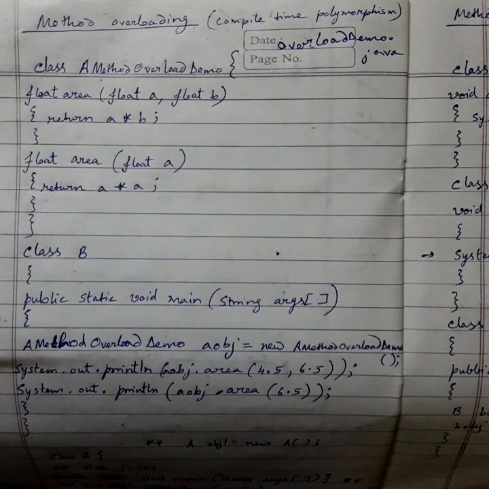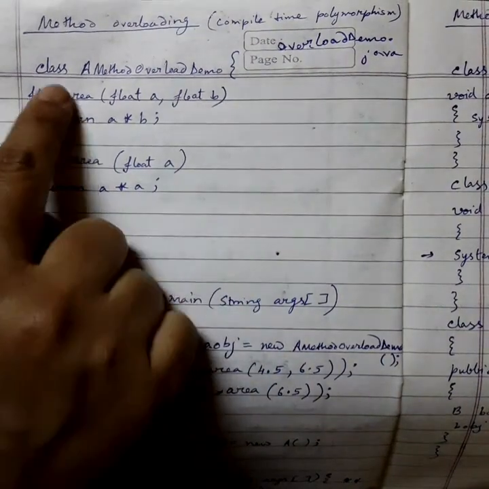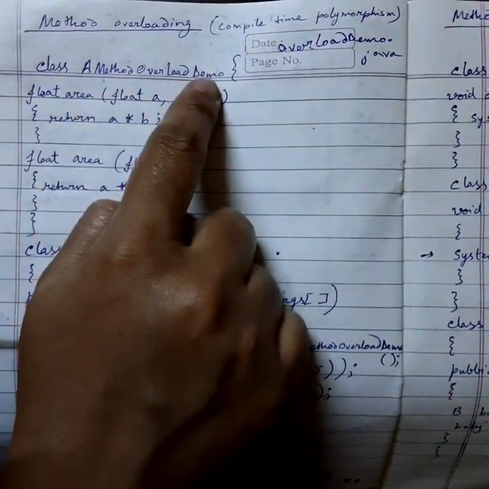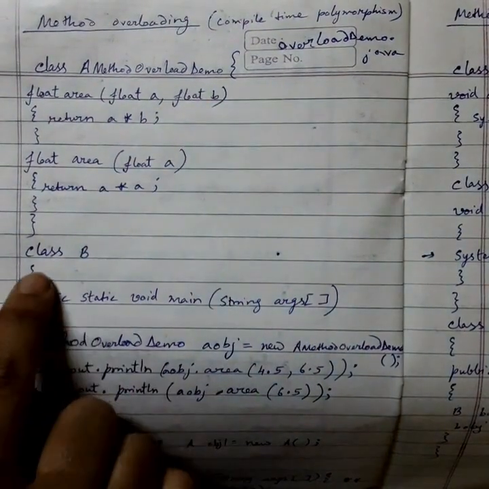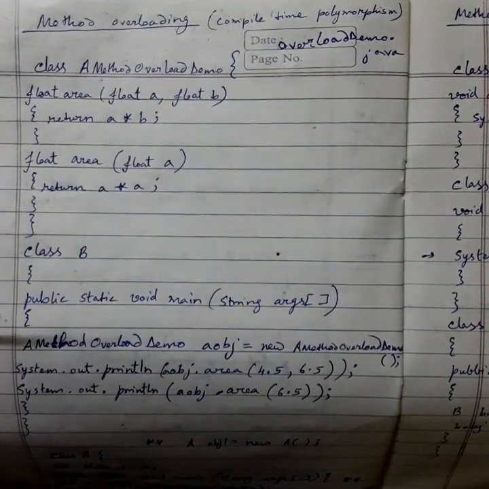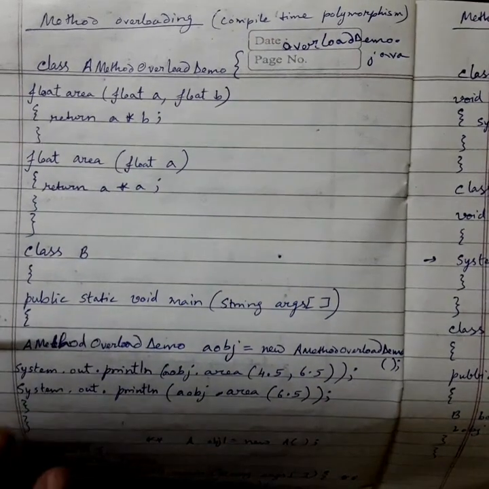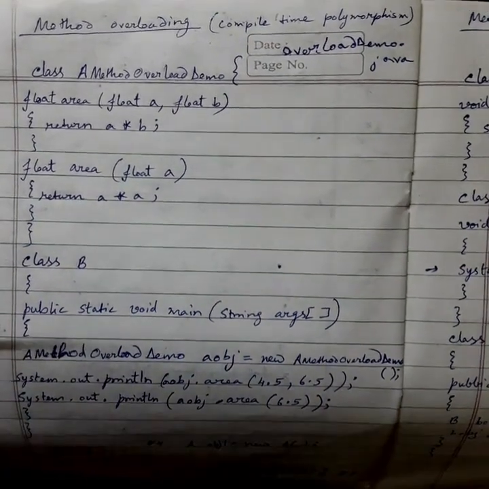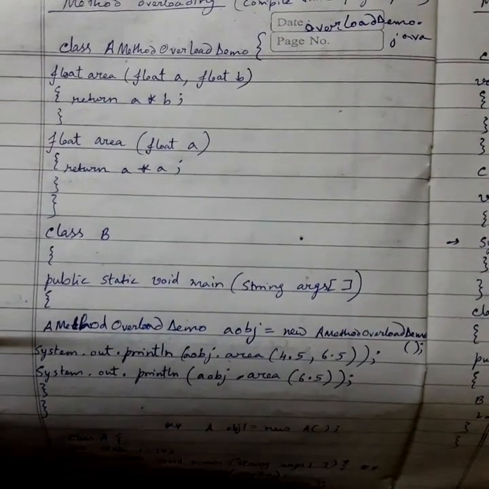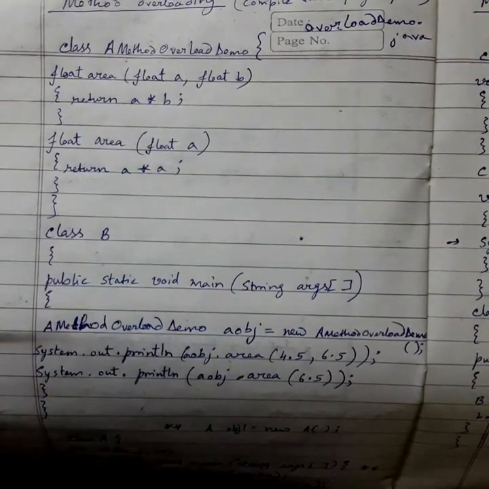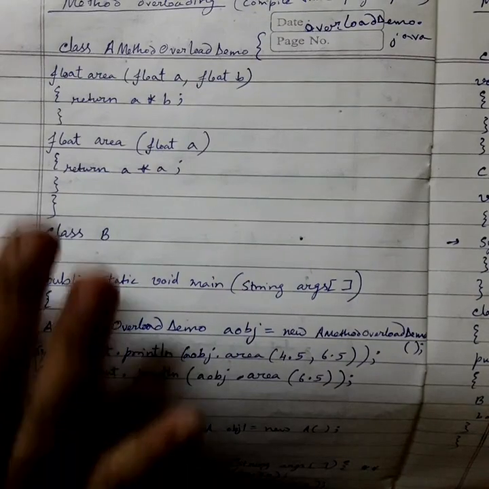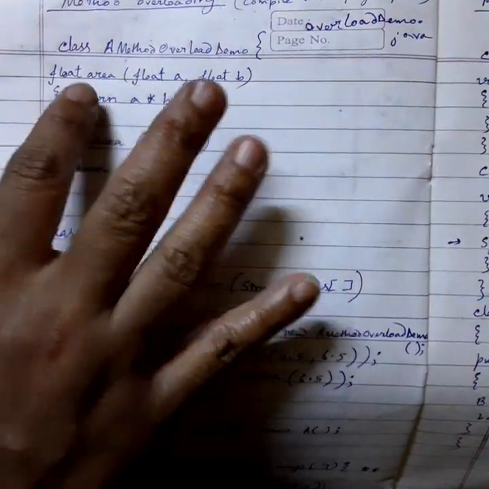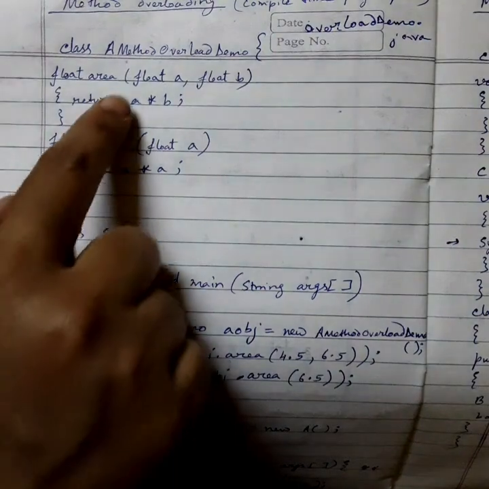Now in this file there are two classes. One is class A, MethodOverloadDemo. One is class B. The main method is in B. As you can see, the main method is in class B, and in class A there are two methods with the same name.